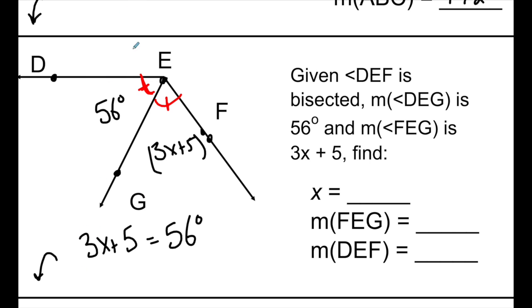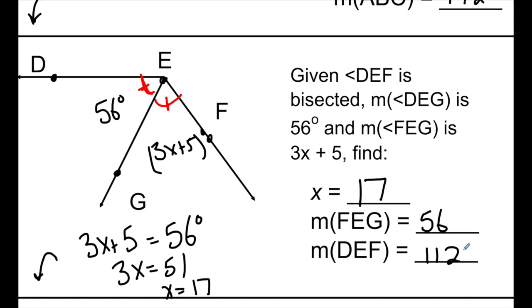So let's solve this for x. I'm going to subtract 5. I'm going to divide by 3, and I'm going to get 17, okay? I already know that FEG, technically, it's not as interesting as a problem because this needs to be 56 for them to be equal, and this needs to be 112 degrees, okay?